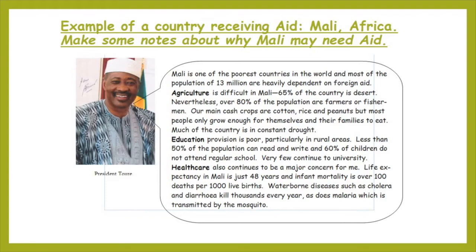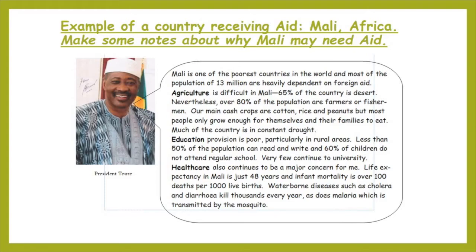Healthcare is also very poor. Life expectancy is just 48 years. I think it's a little bit higher now. This is a little bit outdated. I think it's early to mid-60s. But when you compare that to ours, which is early to mid-80s, people on average die 20 years younger in Mali than they do in HICs like Britain.